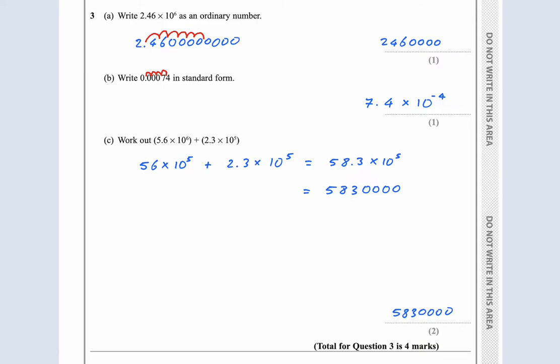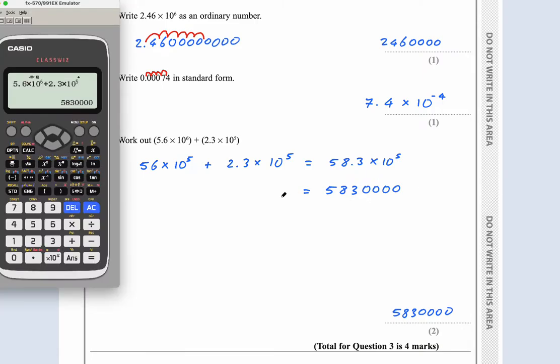5, 8, 3, 1, 2, 3, 4. If you really, really don't know how to do this, guys, write down your answer. But depending on the mark scheme, sometimes they don't give you the marks if you don't actually show your working like this. So just be careful.